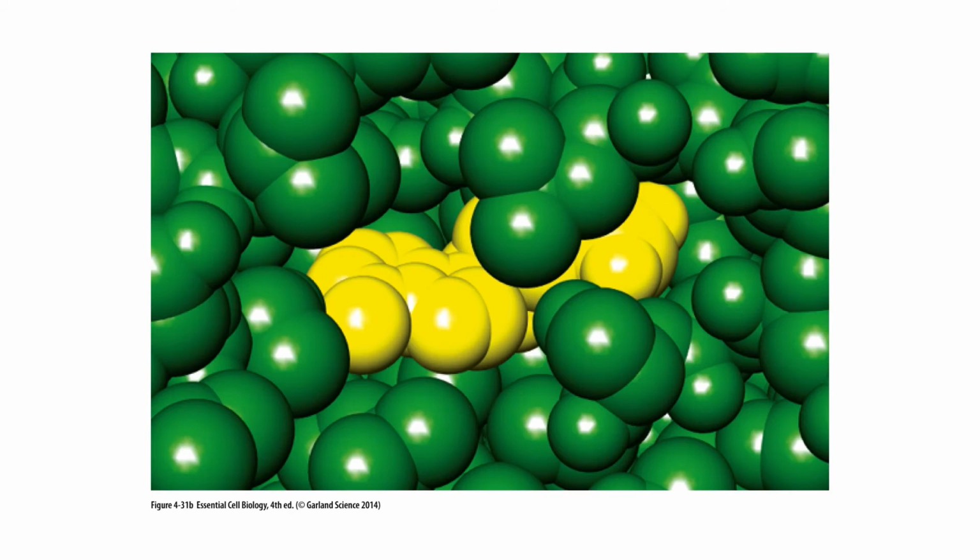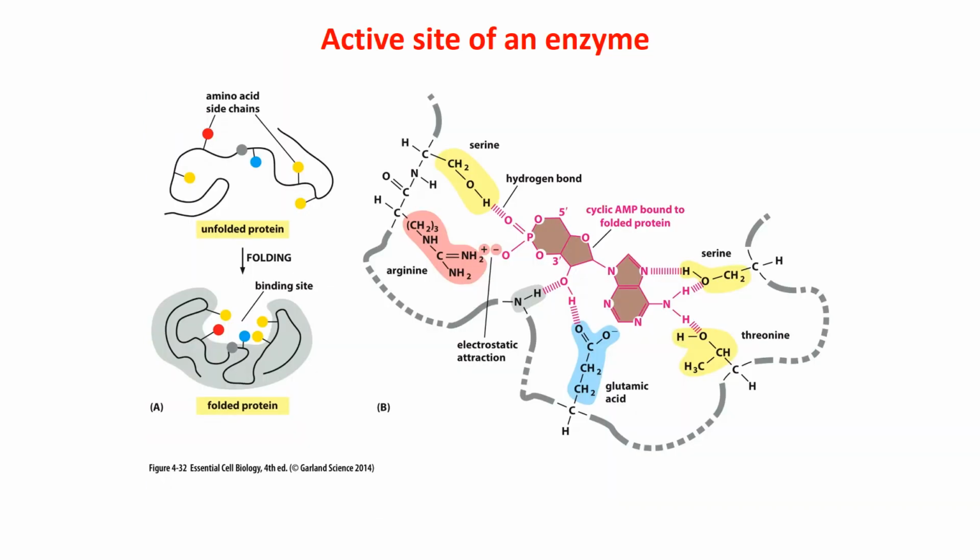Here we have a schematic of a protein colored green, and its binding site is occupied by its ligand, which is colored yellow. The folded structure of a protein's binding site positions amino acid side chains in exactly the right positions to be able to form many electrostatic interactions with the substrate according to the exact shape of that substrate.